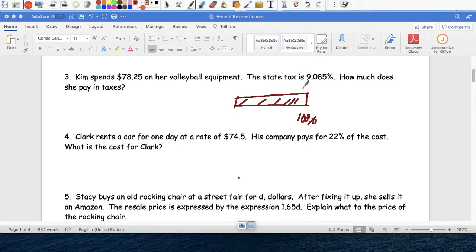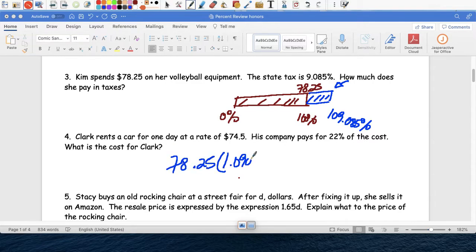If you pay for 100% of the value without tax, it'd be $78.25. But unfortunately, there is tax. Let me add the tax here in blue. The tax portion is this portion, and that's going to take your 100% to 109.085. Now, if it asked how much Kim pays in total, you'd be looking for this value right here. So you would take 78.25 and multiply that by 1.09085.